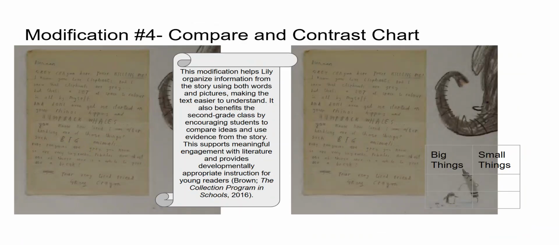But the letter on this page talks about big things and small things, so to have the student go through and sort those out to check their comprehension, and it helps them to organize information from the story using words and pictures, and then that can help make the text easier to understand, and that supports meaningful engagement with the literature and provides developmentally appropriate instruction for young readers.